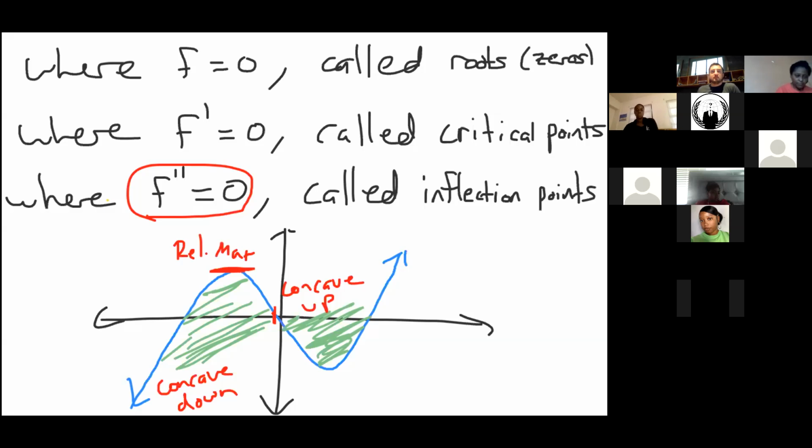And that's not a coincidence. Wherever my graph is concave down is where I'll have a relative max occurring, if there is going to be a max there. And if I look at where I'm concave up, what do I see? I see a relative min.